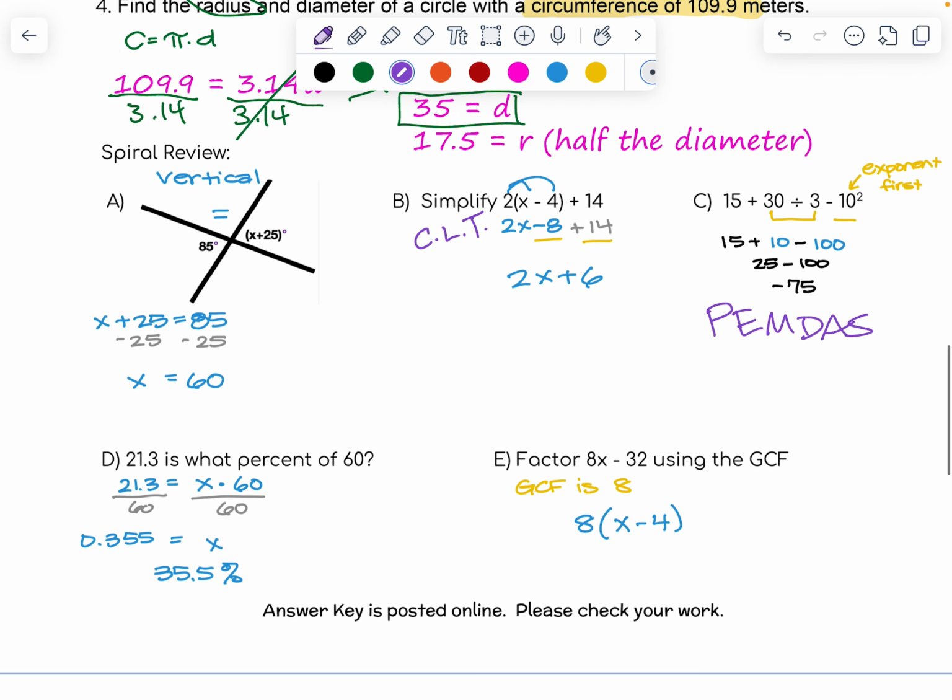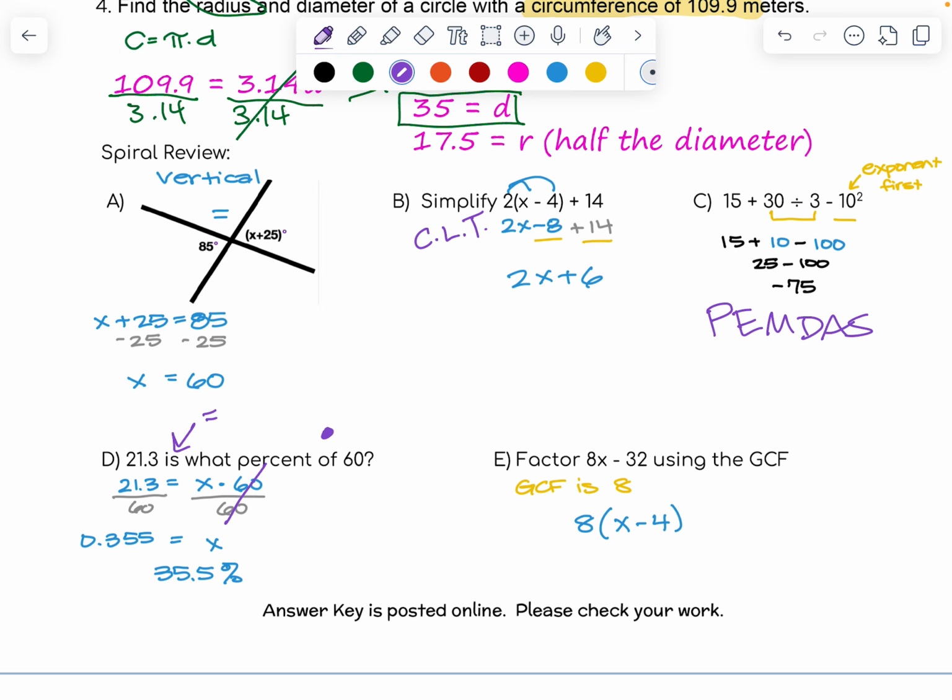D, turn it into, look, this word is means equals. Of means multiply. So just write it. 21.3 equals what? We always use a variable for what? Percent of, so multiply by 60. Gets x by itself. Divide both sides by 60. You're going to get a decimal, and they ask for a percent, so just turn it into a percent.